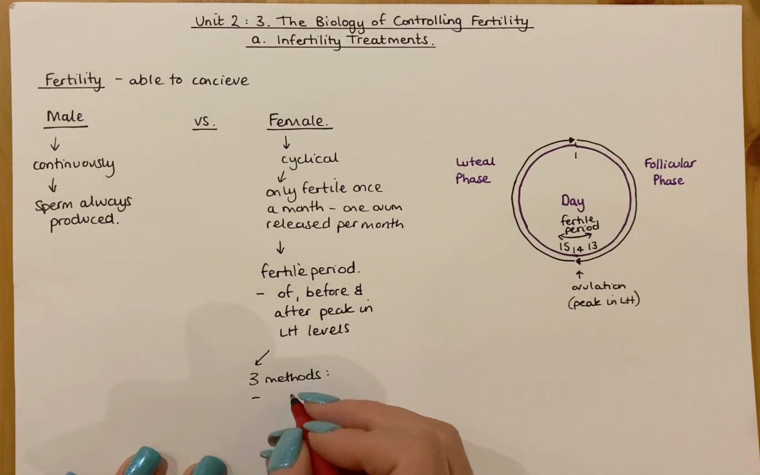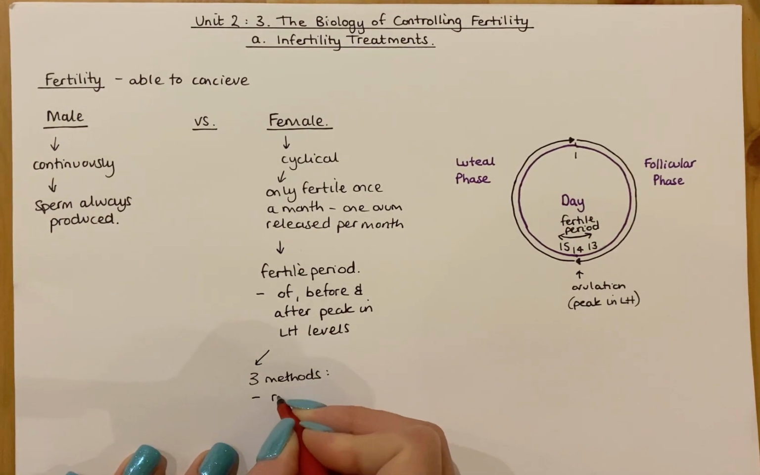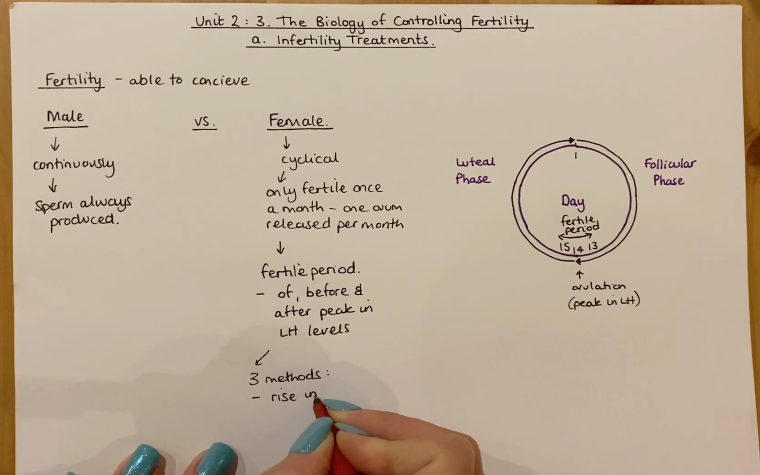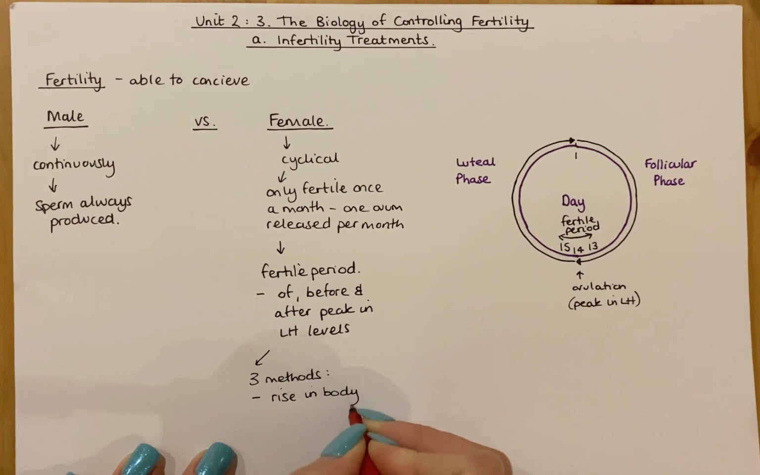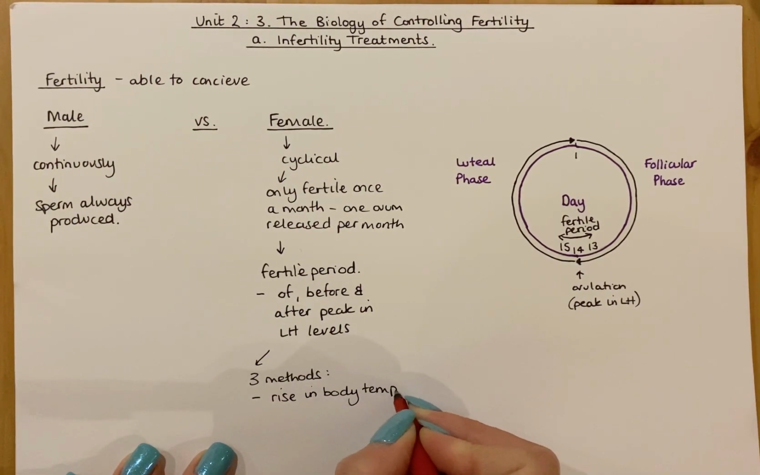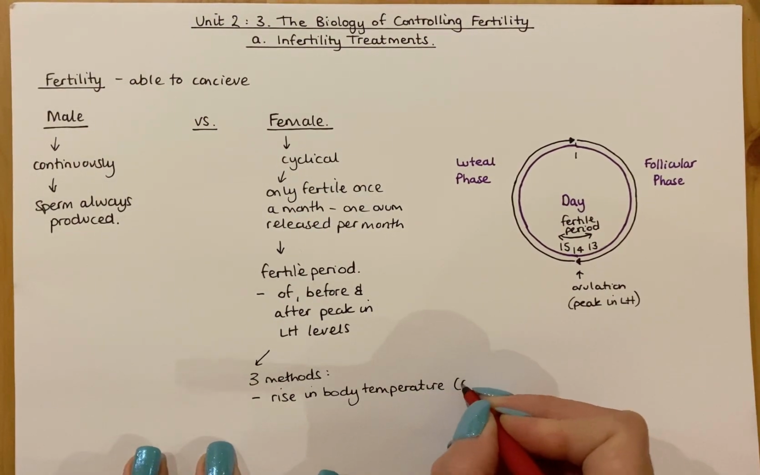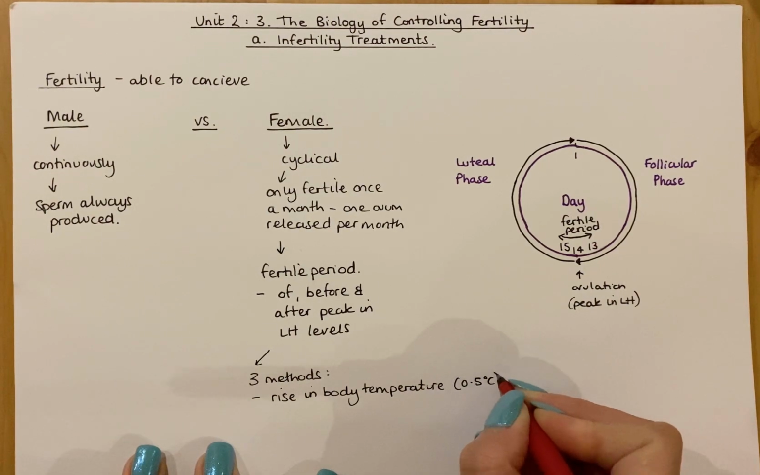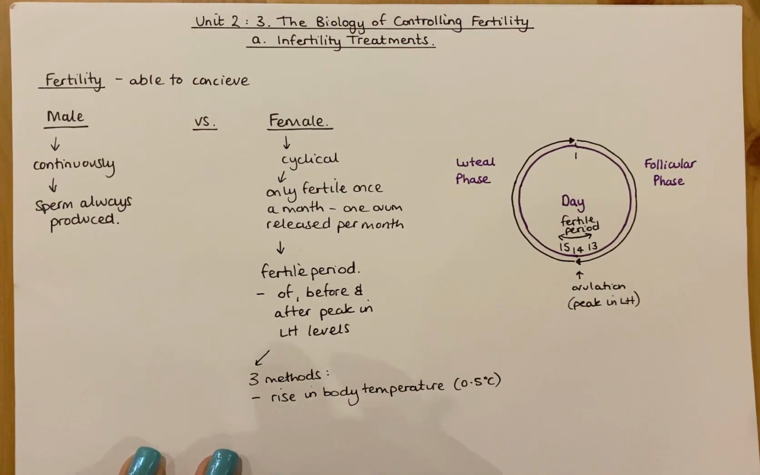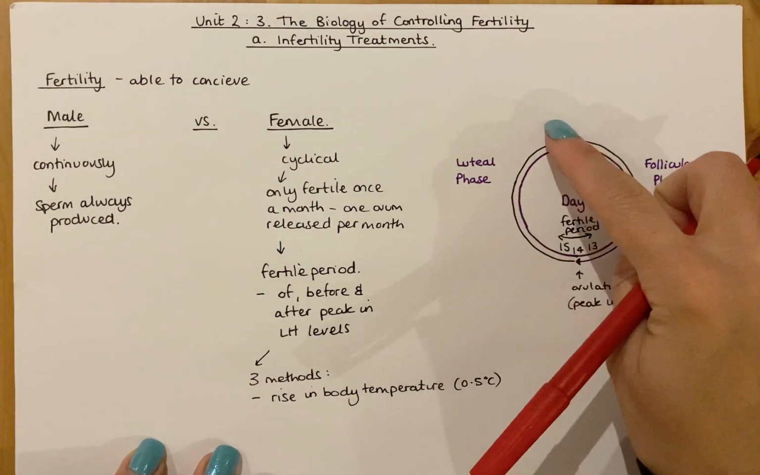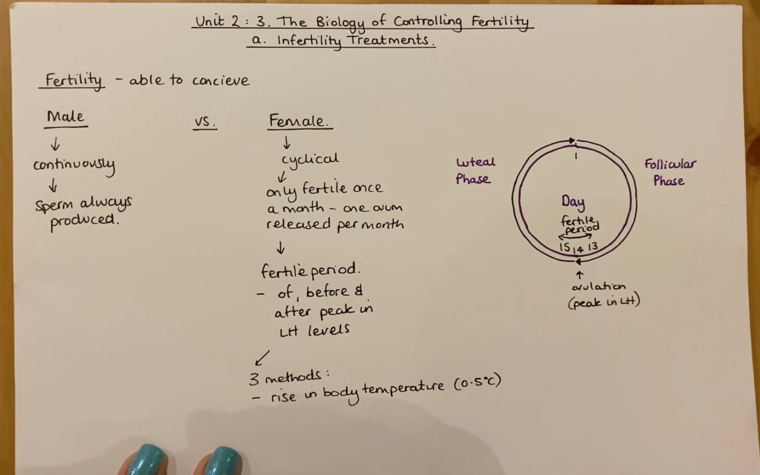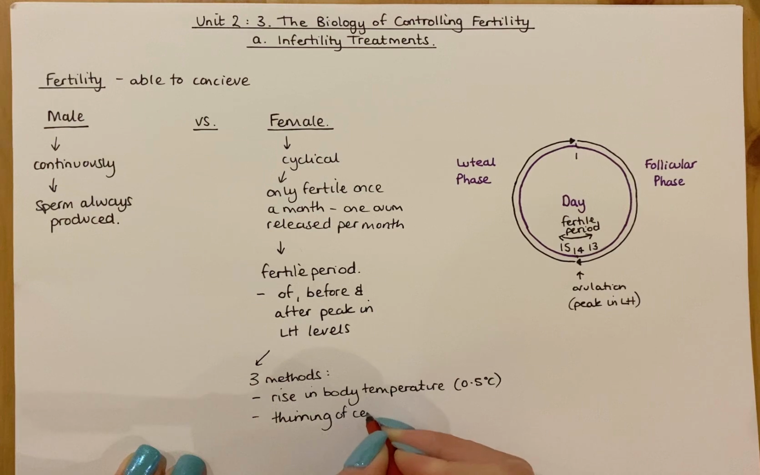The first method is detected by a rise in body temperature. Although it doesn't appear to be a massive rise, it is still quite large overall when it comes to body temperature. It's 0.5 of a degree, and that will remain that way for the remainder of the luteal phase, the other half of the cycle. The cervical mucus will also thin, and become watery.